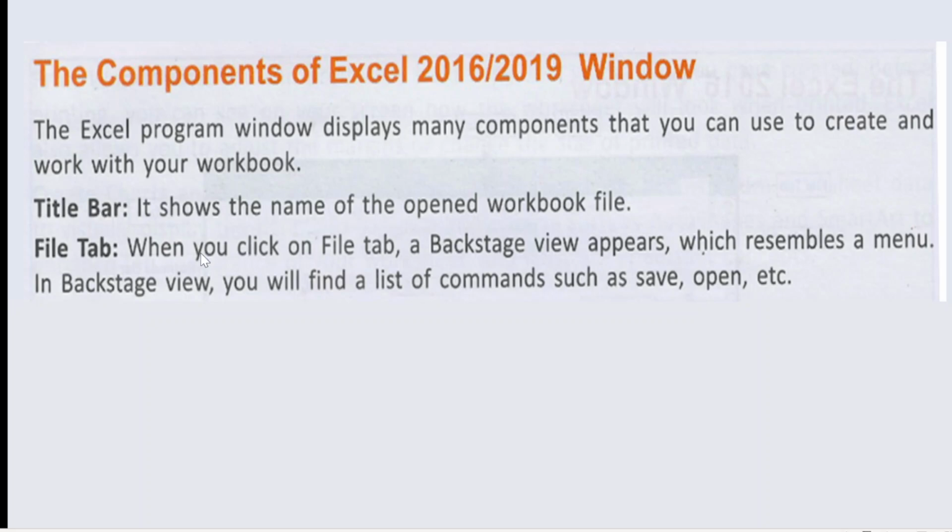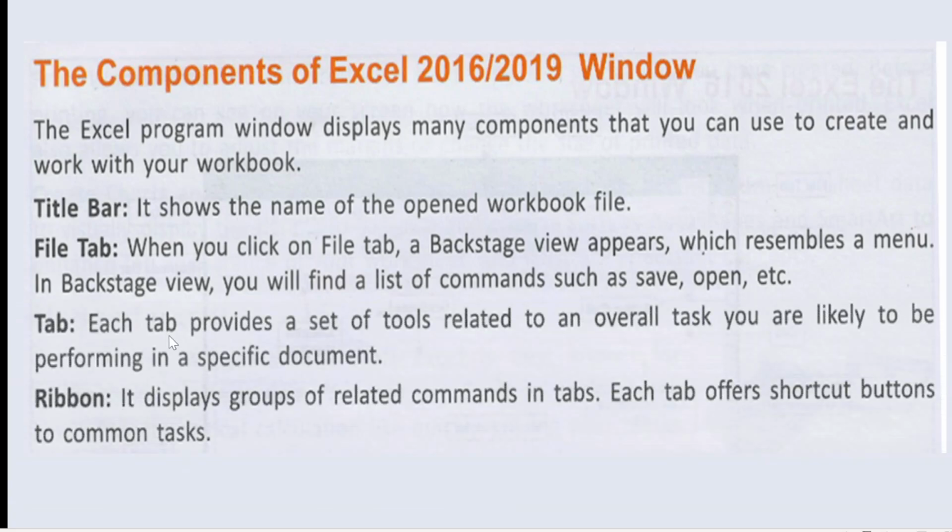File tab. When you click on the File tab, a backstage view appears which resembles a menu. In backstage view, you will find a list of commands such as save, open, save as, export and so many others. Tab. Each tab provides a set of tools related to an overall task you are likely to be performing in a specific document. Ribbon. It displays groups of related commands in tabs. Each tab offers shortcut buttons to common tasks.